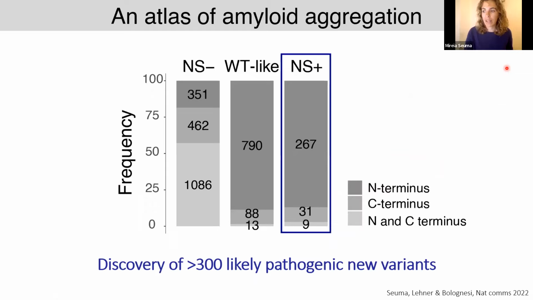And in our atlas, we also discovered more than 300 likely pathogenic new variants that were of unknown clinical significance.